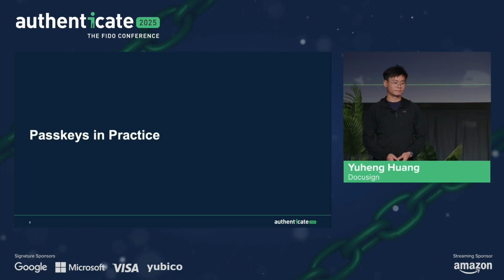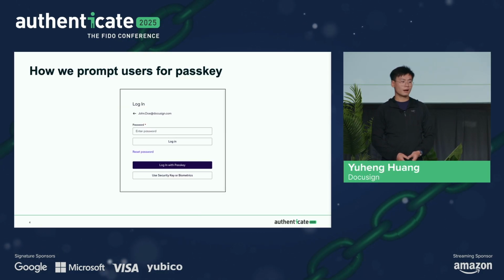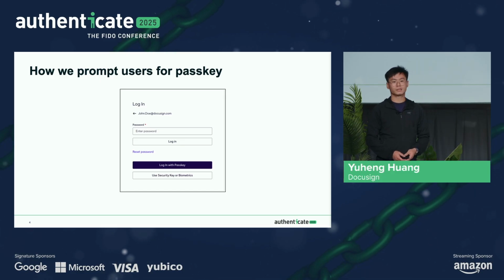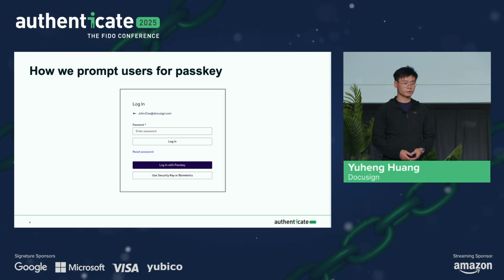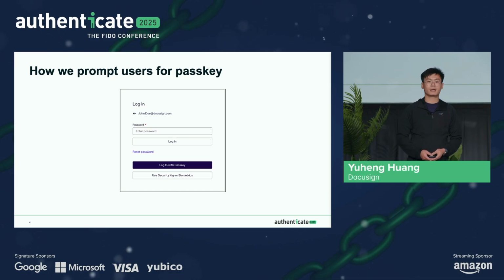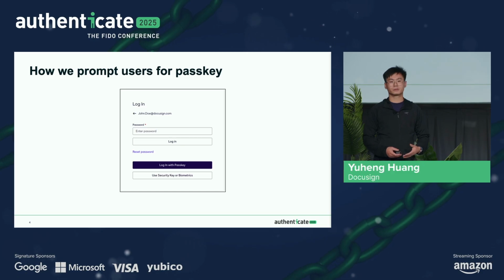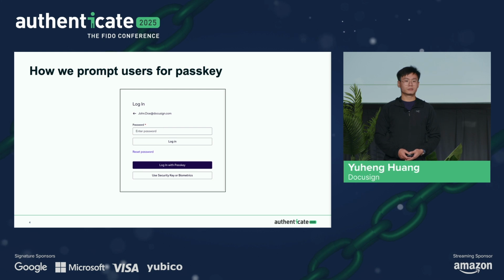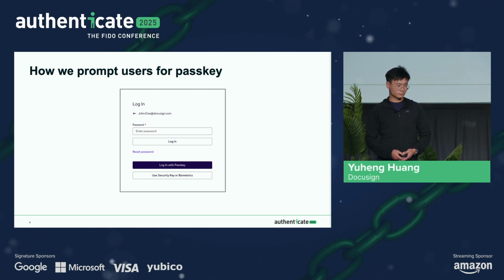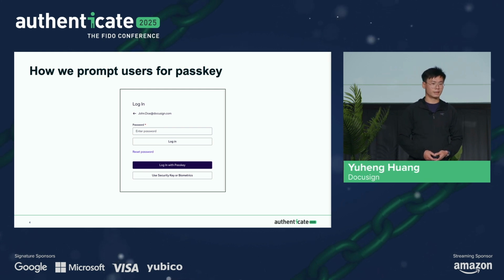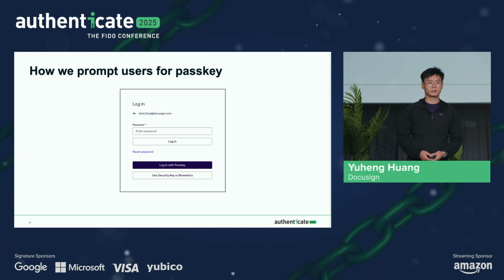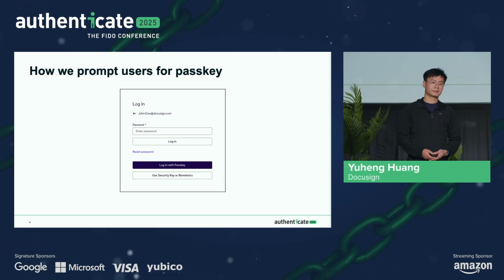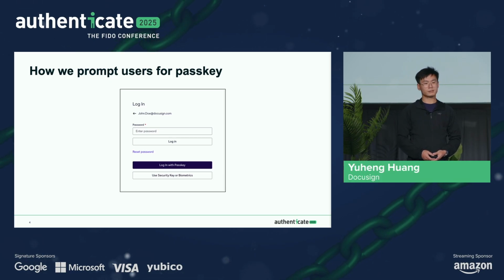Passkeys in practice. Let's take a look at how we prompt users for passkeys. This is our login screen. You'll see username and password fields. You'll also notice using security keys and using passkeys. I do want to highlight that back in July 2023, Docusign launched support for security keys, and it was device-bound authentication. Last year at Authenticate, we were able to share our success supporting passkeys, which is cross-device authentication. Let's continue the user journey.